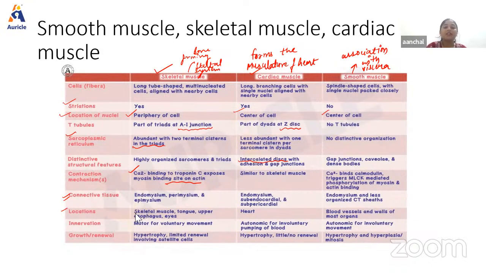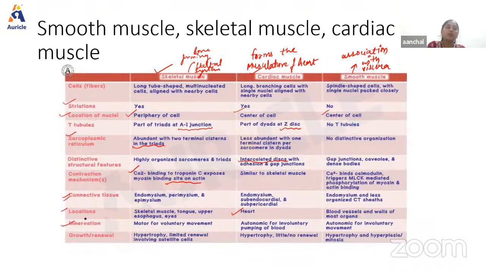So in skeletal muscles, the locations are tongue, upper esophagus, eyes, over bones. All these are the locations of the skeletal muscles, whereas the cardiac muscles are only present inside the heart, right? Now the smooth muscles, as we talk about, they are always associated with viscera. So they are present, mostly associated with blood vessels and the walls of some organs, right?